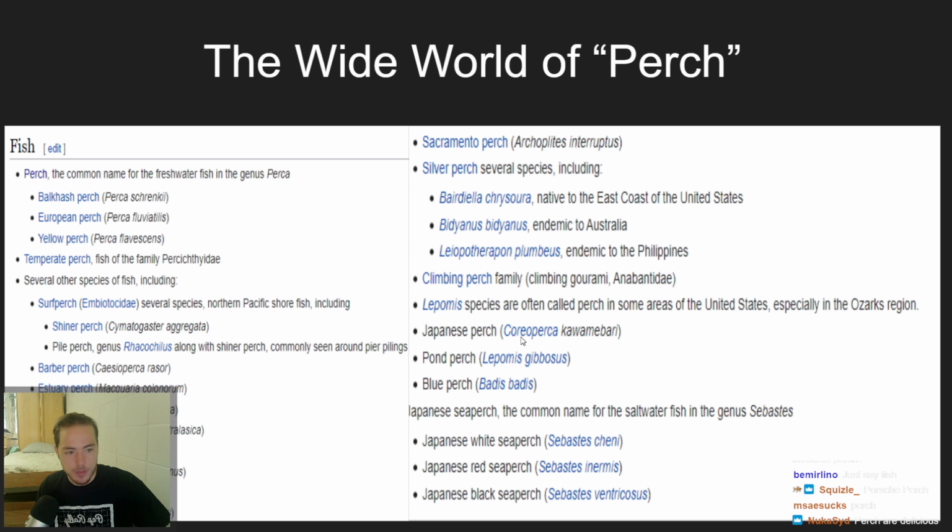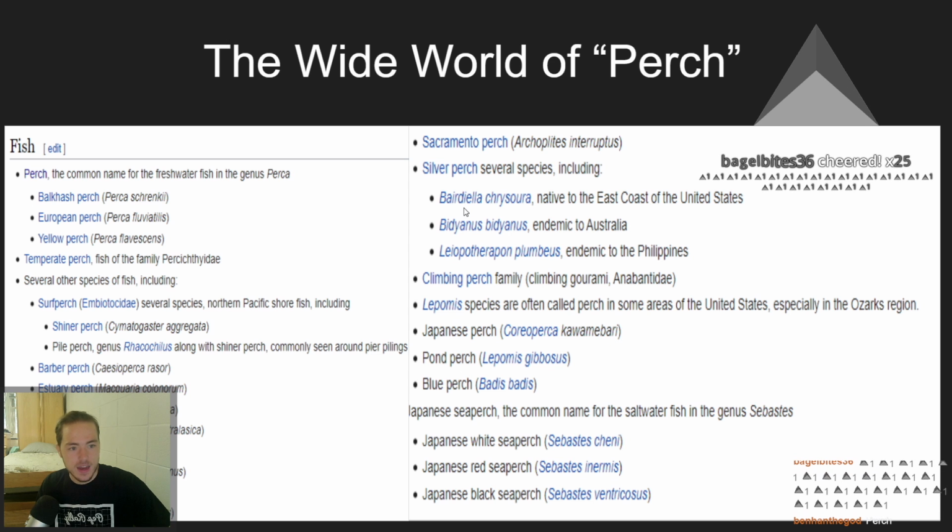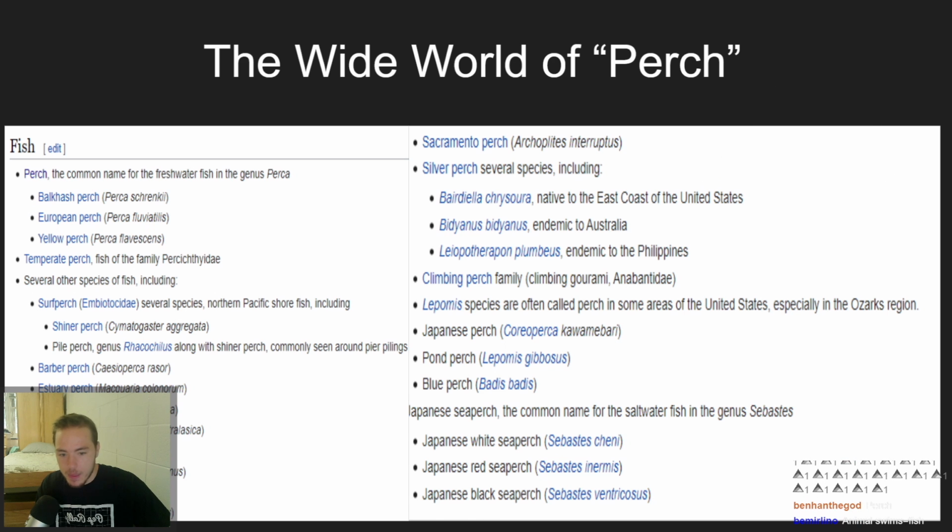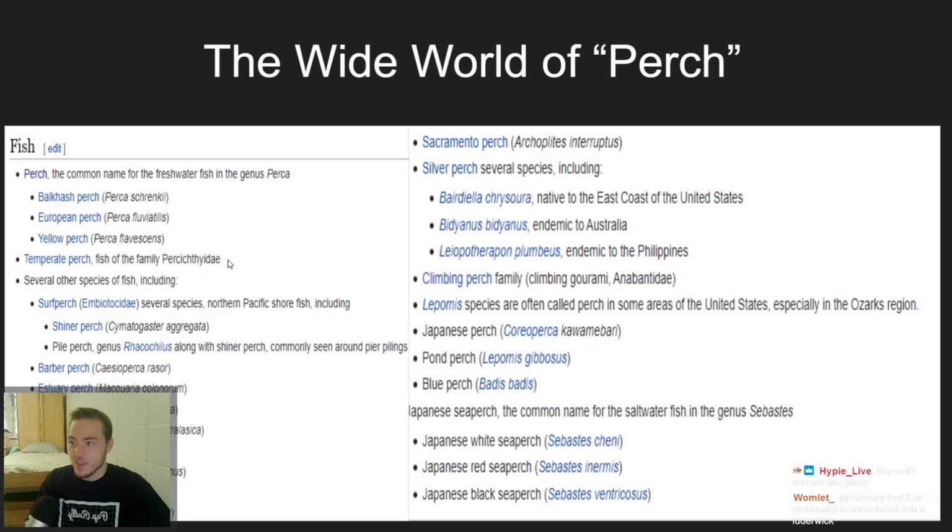Sebastes, Batis, Lepomis, Corioperca, oh Jesus Christ, Leiopotherapon, Bidyanus, Bryttus, Archoplites, Perca, these are the only ones that are related, the Perca family. Morone, that's more related to the striped bass, the actual sea bass. Ambloplites, Lates, Macquaria, Cassioperca, Cymatogaster. You see what I mean? There's like 1,000 perch, and none of them are even remotely related to each other. So when you say perch, you have no idea what you're talking about.